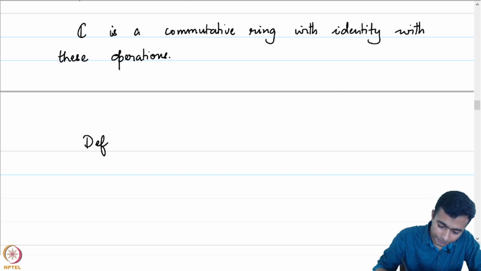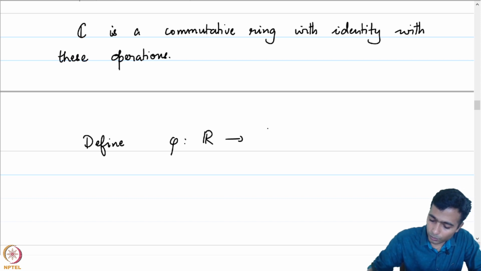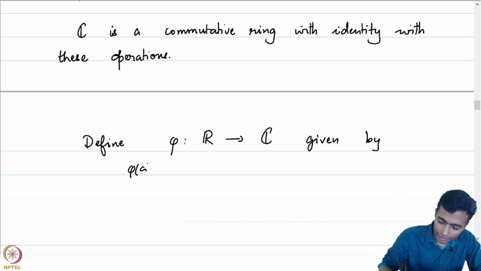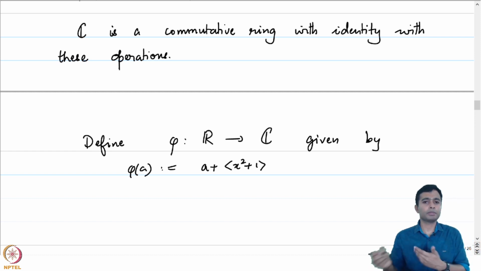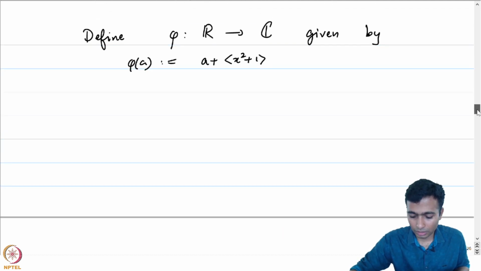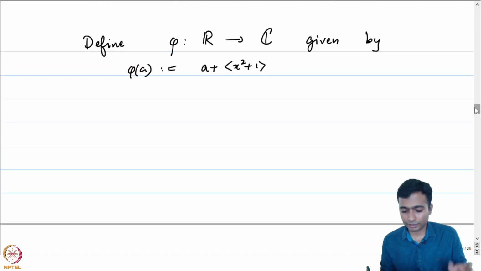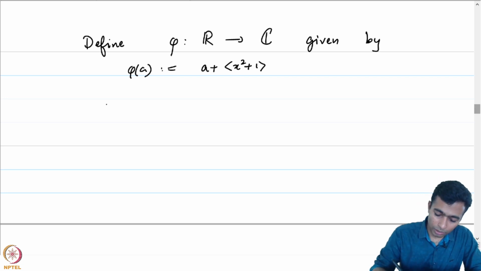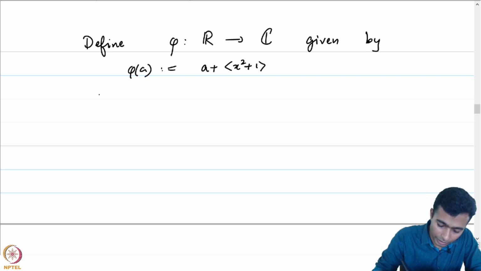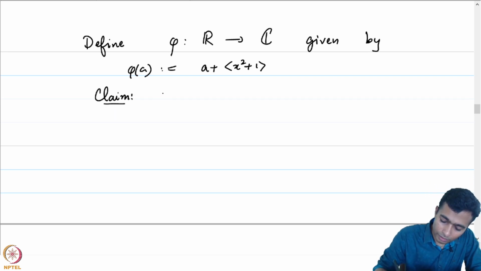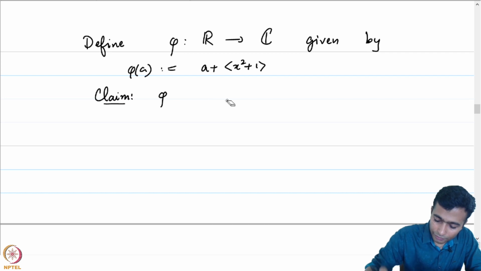Define the following map. Define, let's say, phi from R to C given by phi of A, for any real number A, to be equal to A, the coset represented by A, basically A plus x square plus 1. So it's a very easy check to see that this is a ring homomorphism, and also notice that phi is injective, phi embeds R into C. So claim: phi is injective.